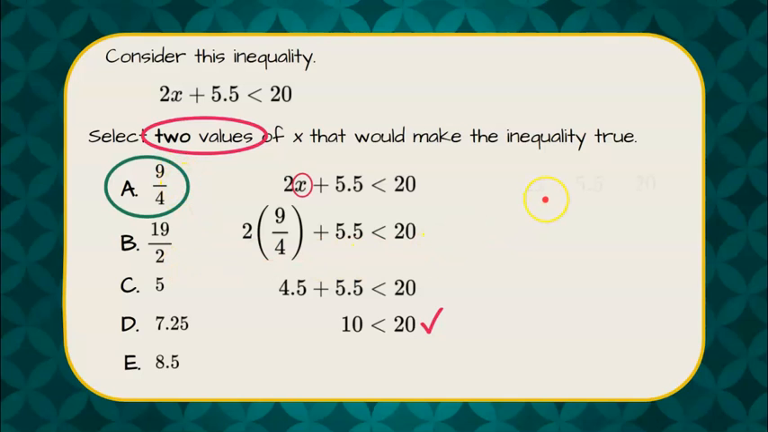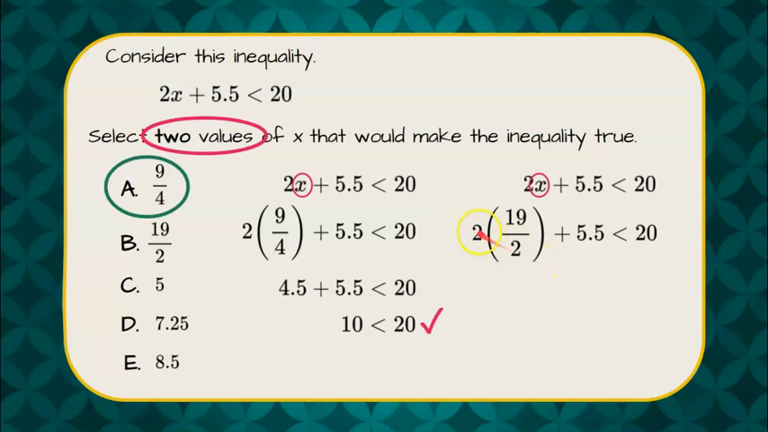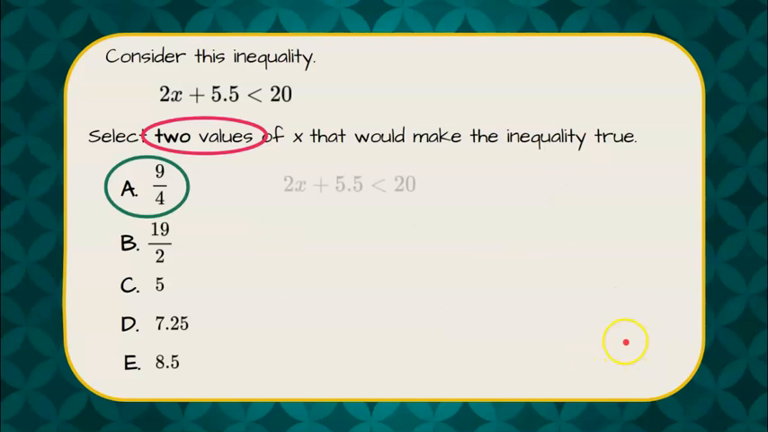Let's move to B. We're going to take our inequality, we're going to replace the x with that numerical value of 19/2. When we multiply, 2 times 19/2 is 19. 19 plus 5.5 is 24.5, and that is not a true statement. 24.5 is greater than 20. Let's start with the next one.